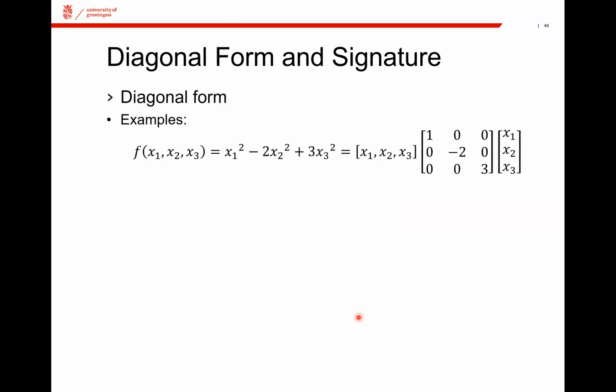Okay, then let's look at some examples. The first one here, the coefficients are 1, minus 2, and 3. So we can see that in the diagonal line, 1, minus 2, and 3, and other elements are all 0. And the positive index of inertia is 2: 1 and 3 are positive. And the negative index of inertia is 1: minus 2.